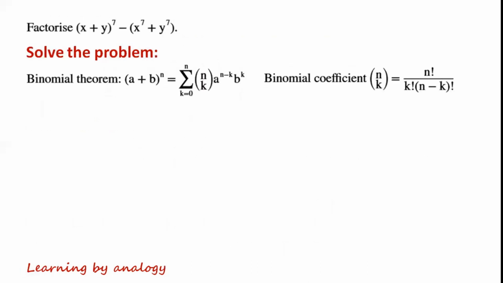The binomial theorem states that (a + b)^n equals the sum from k = 0 to n of n choose k, a^(n−k) b^k, where the binomial coefficients n choose k equal n factorial over k factorial times (n − k) factorial.